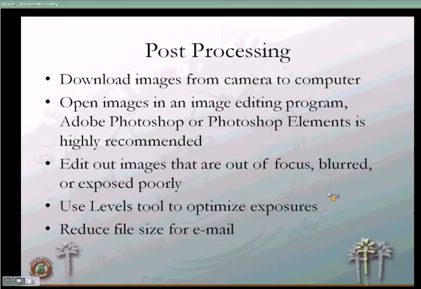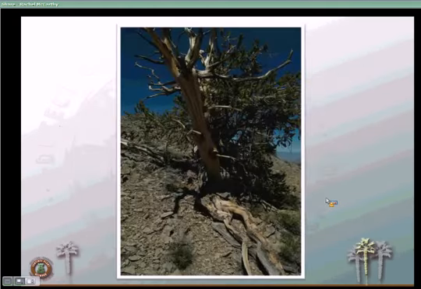And in Photoshop or whatever other editing program you're using, you're going to want to use tools like levels to optimize the exposures. And then you're also going to want to reduce the file size before you email the file to the diagnostician. And we're going to go over a few of these right now. So let's use this picture as an example. This is a picture of a bristlecone pine taken out in California, and it's kind of overexposed. I'm sorry, it's underexposed. Yeah, it's very dark.